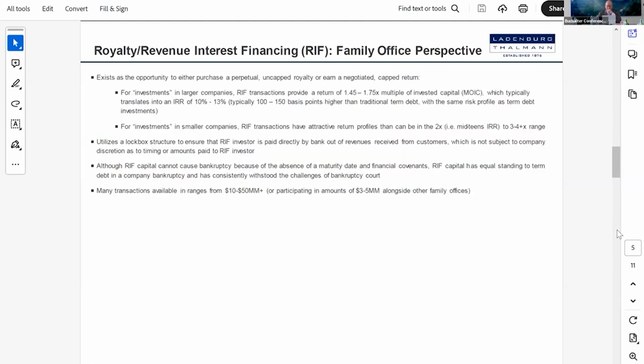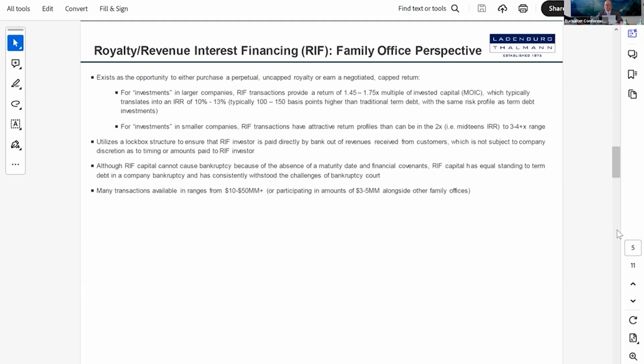But if you need to restructure these, I mean, you were talking about selling one that was underwater for 140% of the value of the company. Yeah, we sold a royalty interest. So basically, from the company perspective, there's a negotiated cap return. Companies can refinance these out.